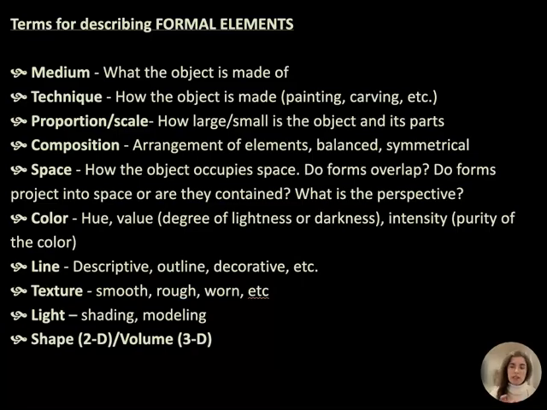The goal of the lesson for this week is to become very comfortable with describing the form of art. We call this formal elements. I always say it's not formal like, let's go put on our tuxedo. It's formal, thinking about the form of the art. So what's the medium, what's it made of, the technique, the proportion or scale, the composition, space, color, line, texture, light, and shape and volume. If it's a 3D work, thinking about volume. All of these are important to consider.